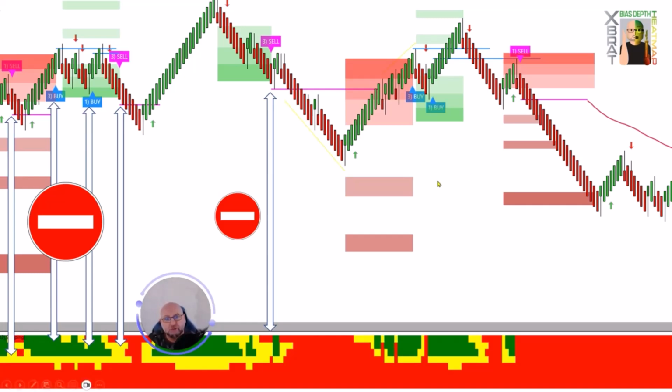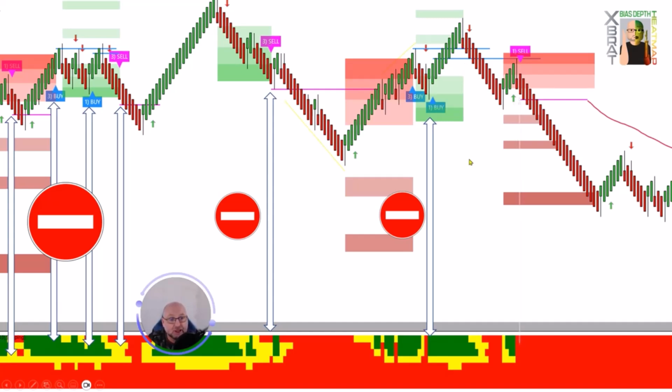We're looking for confirmation. Then we get these buy signals here. Again, the bias depth heat map doesn't give us the confirmation, so we don't take them. It only reaches target 2, comes back and takes us out for break even.